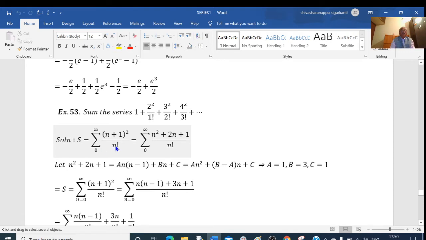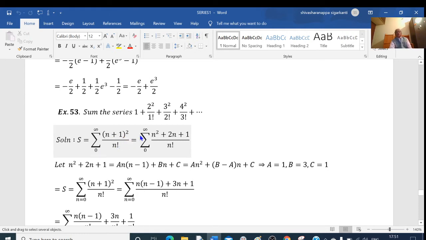See, if I put n equal to 0, the numerator is 1 and 0 factorial is 1, plus. Next, n equal to 1 gives 2 square by 1 factorial. N equal to 2 gives 3 square by 2 factorial. Yes, I am getting these terms. So, therefore, S is equal to summation from 0 to infinity of n plus 1 whole square divided by n factorial.